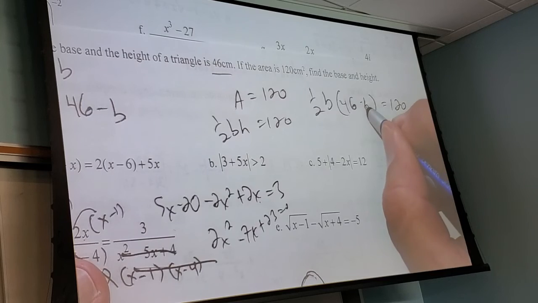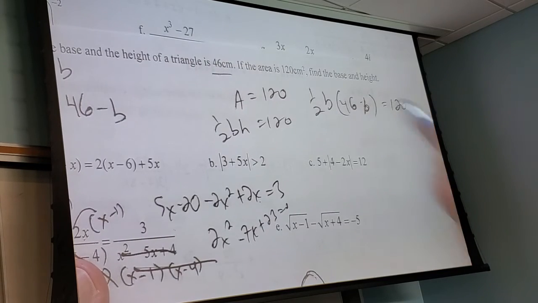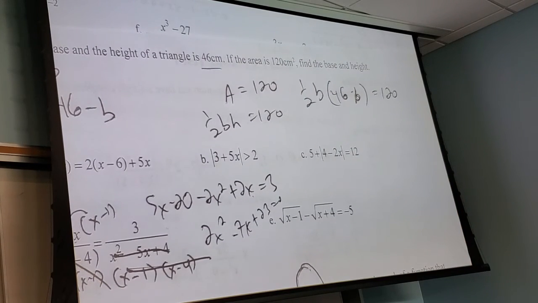46 is an unfortunate choice for a number because it looks like my 6's look like my b's. What's the worst part about that little equation that I have to work with? Distributing the 1/2 b. Well, then don't. I would multiply by 2, so I kill the 1/2, right? See how I can just multiply both sides by 2, and the fraction goes away?